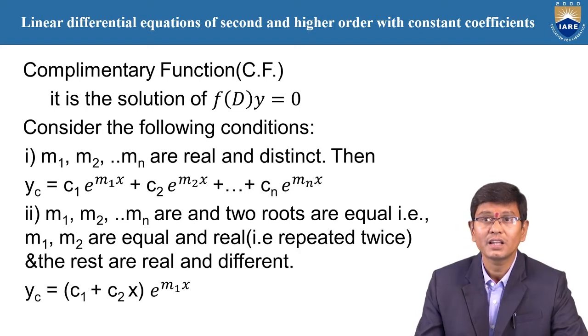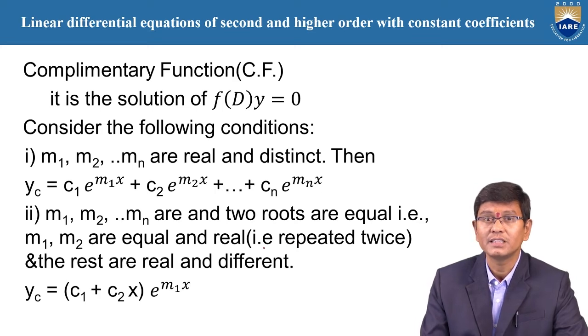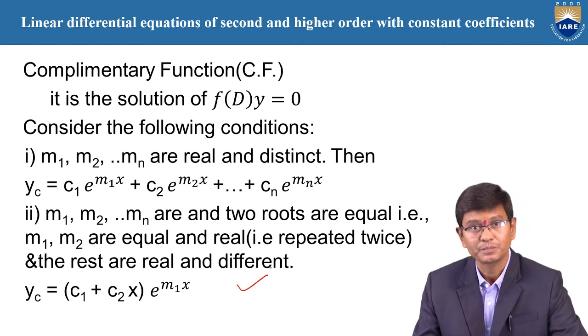If two roots are equal and the remaining roots are different, that means we assume m1 and m2 are the repeated roots. Therefore, the complementary function, which we denote yc, is equal to (c1 + c2 x) e^(m1 x).